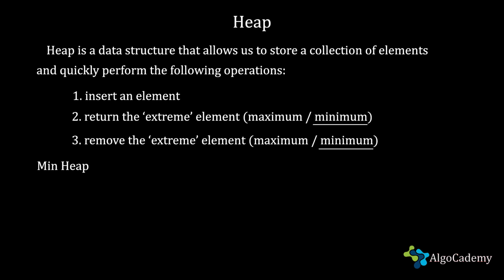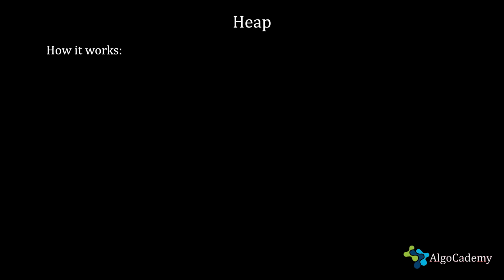The second type is a min heap, where we can insert an element, we can return the minimum element, and we can remove only the minimum element. We don't have access and cannot remove the maximum element in a min heap. Now let's see how a heap works behind the curtains.